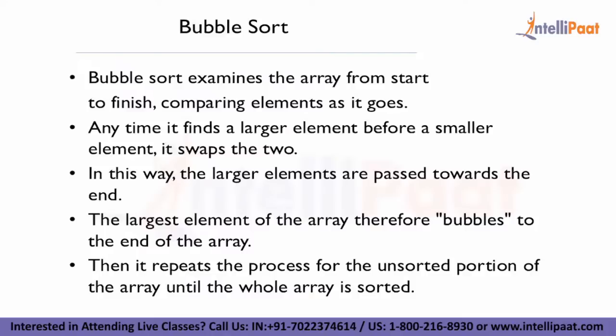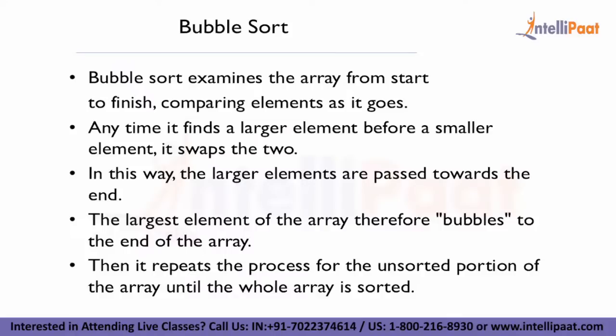Bubble sort. Bubble sort examines the array from start to end. Anytime it finds a larger element before a smaller element, it swaps the two. So while traversing itself, it keeps on swapping. In this way, the largest elements are passed towards the end. The largest element of the array therefore bubbles to the end of the array.